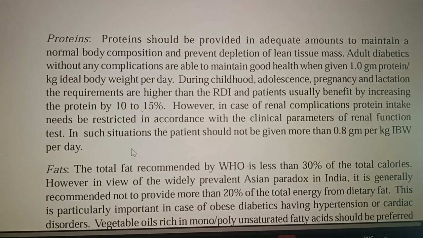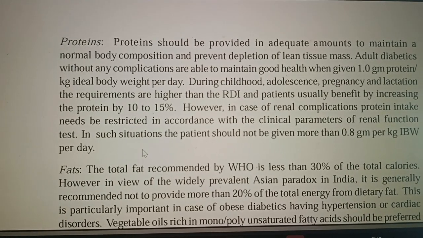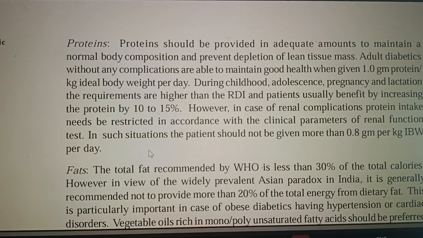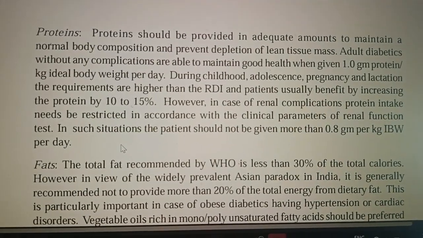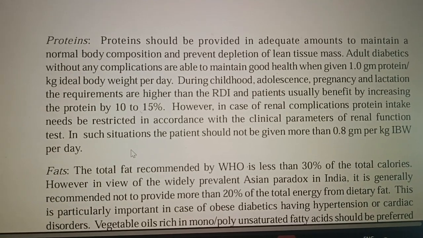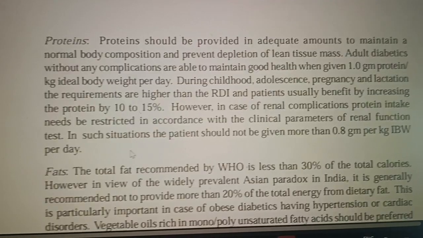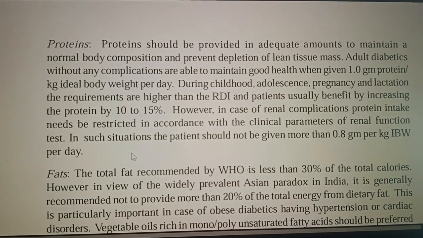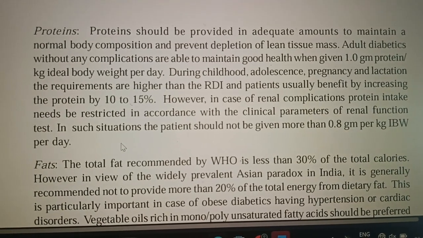Okay, after calories, now proteins should be provided in adequate amounts to maintain a normal body composition and to prevent depletion of lean tissue mass. Okay, pretty much as you guys already know. I think I don't have to say much about proteins, because as you all know, you are drinking protein powders and everything.